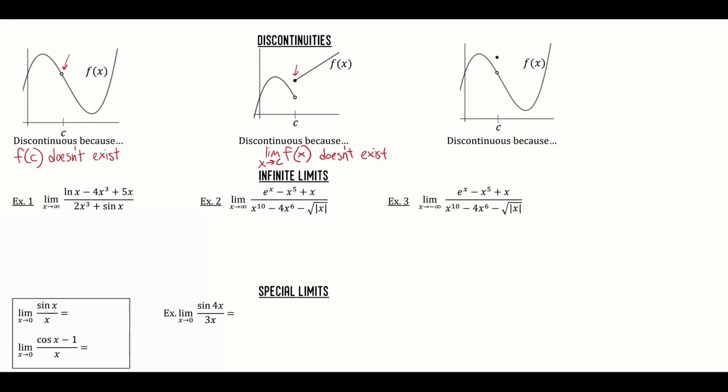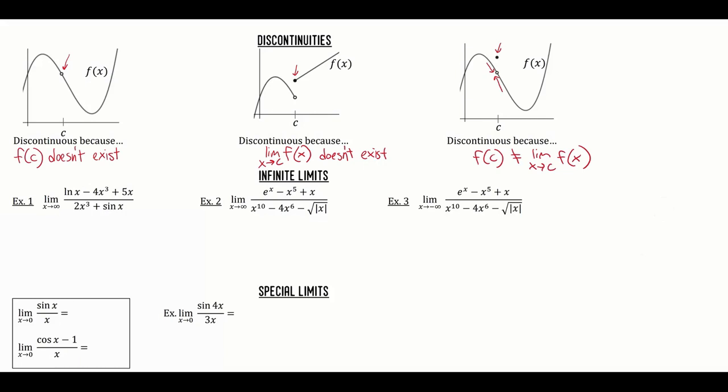All right, and then lastly, we have a point, f of c exists. The limit exists because both sides of the graph are approaching a point, but those are two different places, right? So this one is discontinuous because f of c does not equal the limit as x approaches c, again, of f of x. So make sure you have that of f of x there.